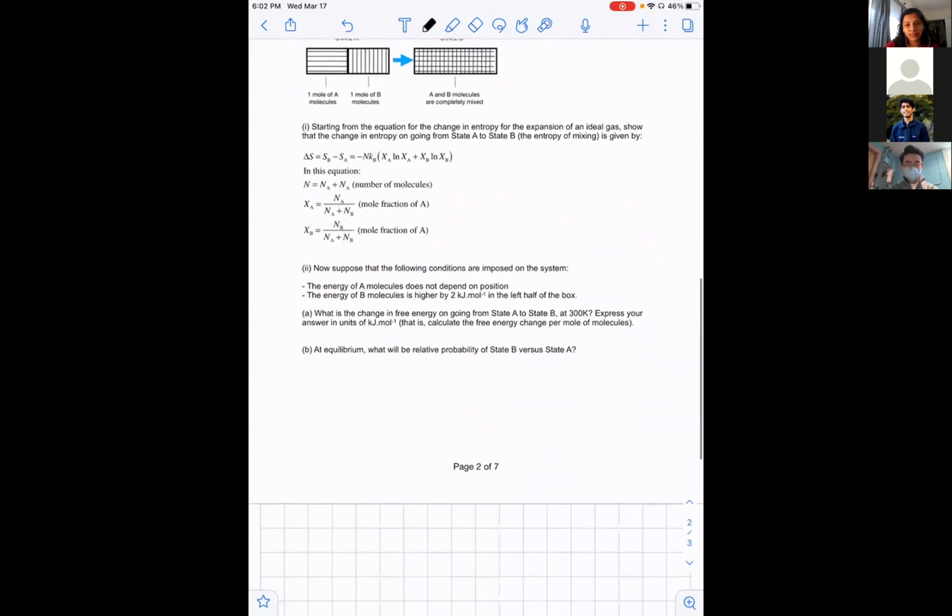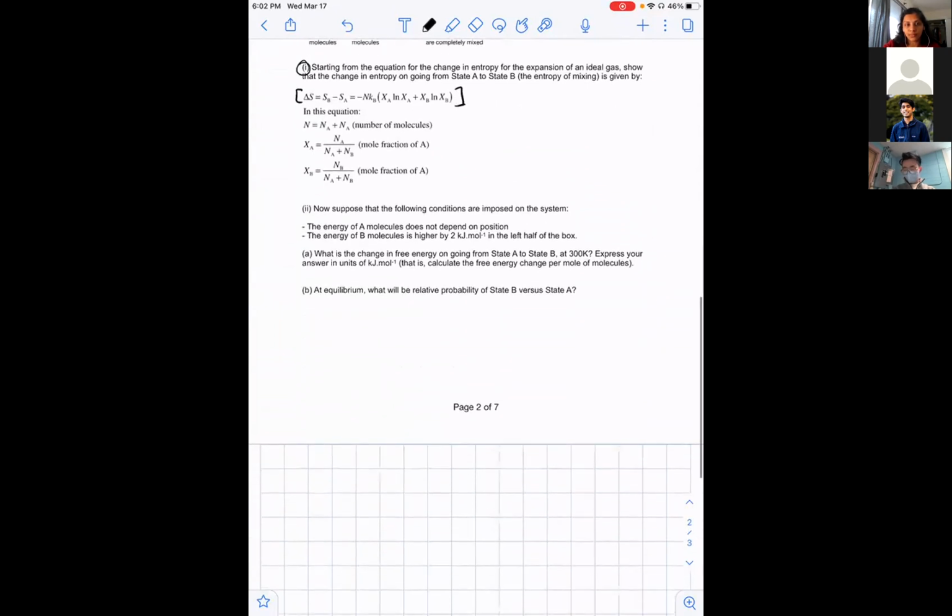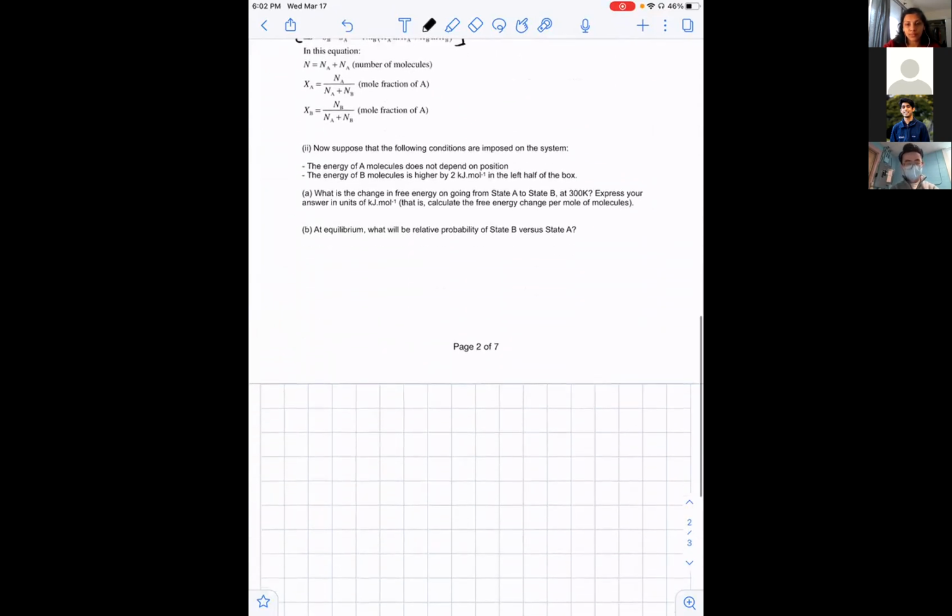I know we stepped through this a couple of times, but I will very quickly blitz through part I, in which we're basically deriving this equation right here. And this was done in the tutor session last week. I'm pretty sure it was done in lecture 2.